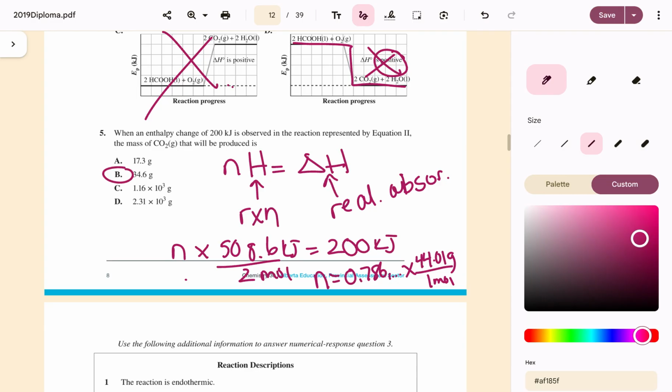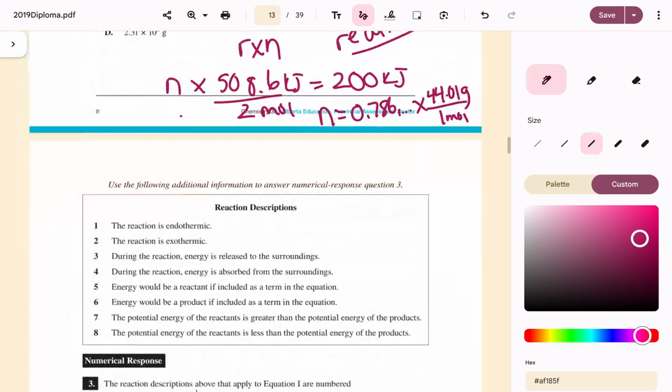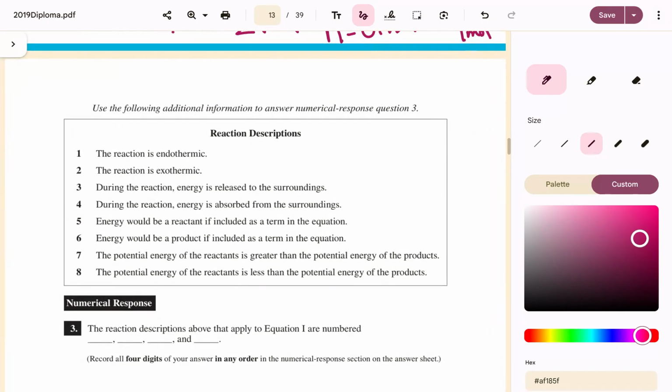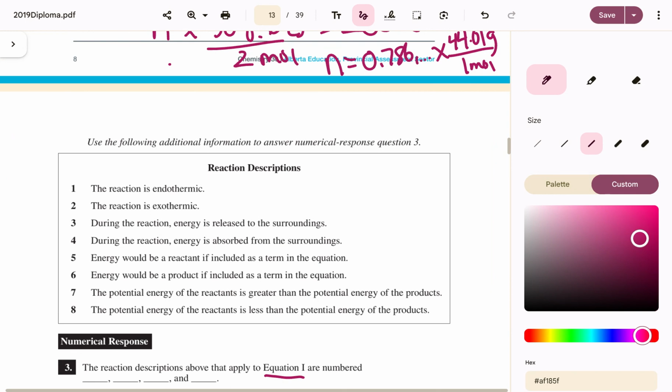So just be careful with this because a lot of students put the released or absorbed in here when it needs to go here, so just be careful. Okay, so moving on from here. Now, this question is implying equation 1, and we don't have that information. So that is what we have to do first, because it's asking questions about endo and exo.